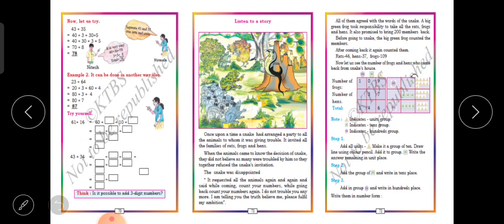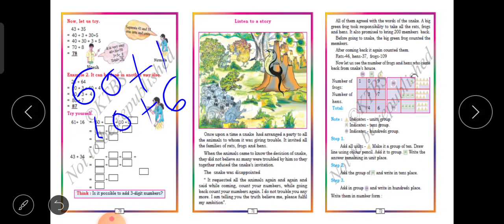How will you try it? See in this box. How do you do that? 60 plus 1. Next, 10 plus 6. See how much you should do here. 60 plus 1, and the next one is 10 plus 6. So altogether how much will you get? 70 plus 7. So altogether you get 77. Is that clear? 77.